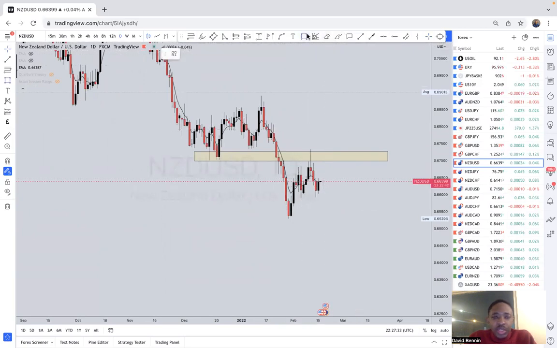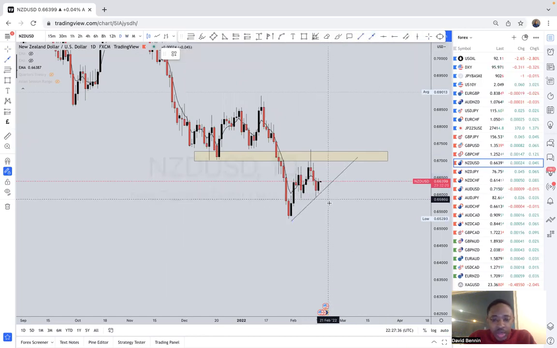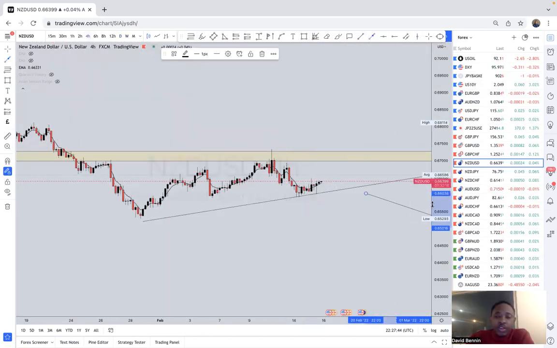The only time I will start looking for selling opportunities here, from what we are seeing on Dixie, if Dixie drops, the only time I'll be looking for a selling opportunity is below this level here. When we break this level here, that's when I'll start looking for selling opportunities, at least on the daily time frame. But let's see what sort of structure we have on the 4-hour time frame.